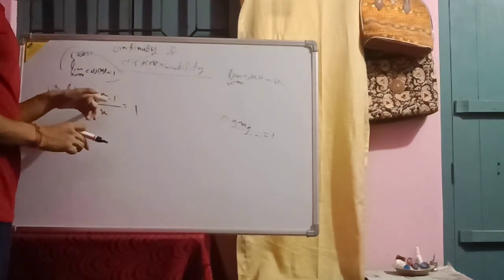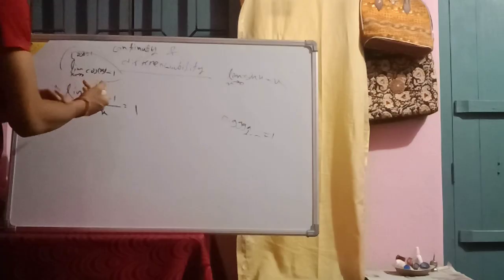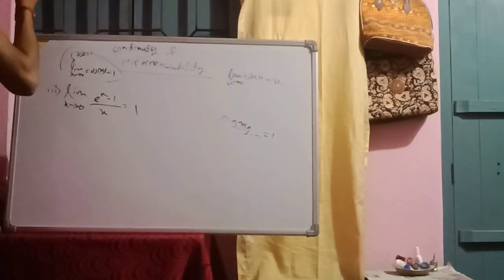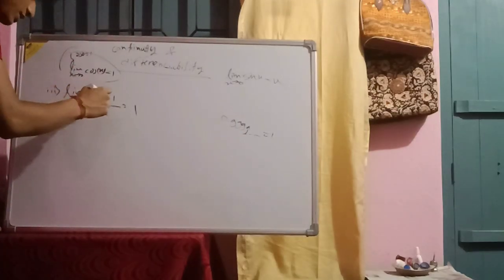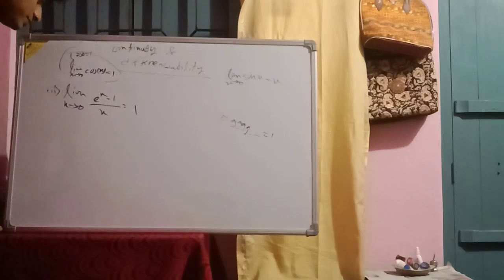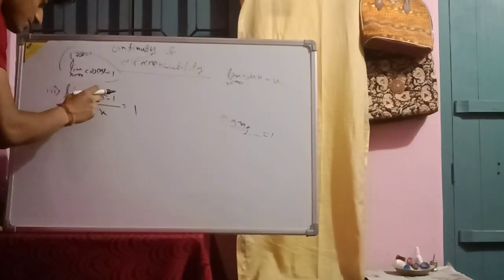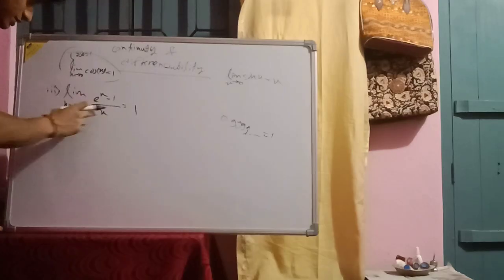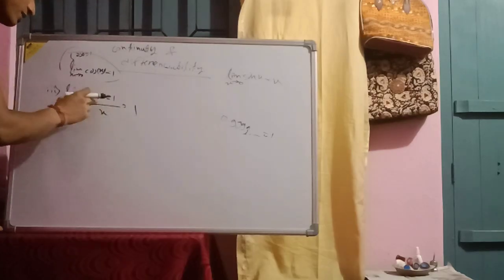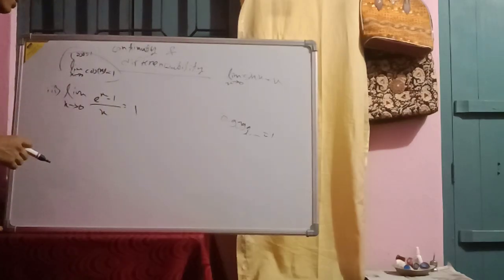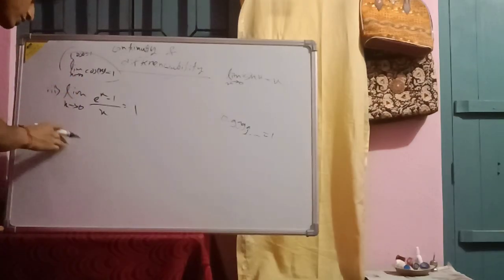And on the numerator we just have e to the x minus 1 and on the denominator we have just x. So calculating the value of this would not be that difficult. We can use the L'Hopital rule in which we would differentiate both the numerator and the denominator.